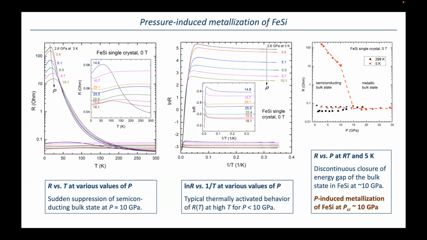This is resistance versus pressure. And so you see the resistance at 5 Kelvin, those are the red points, and then at 298 Kelvin, those are the black points. And you see this sudden drop in the resistance, indicating this closure of the energy gap.